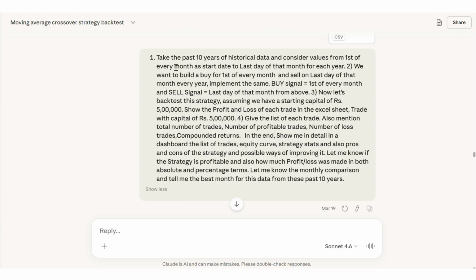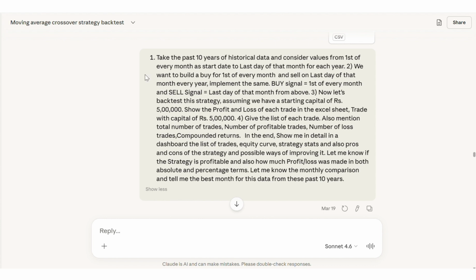As we have already given in that prompt, in the last fourth point, give the list of each trade, also mention the number of trades, profitable trades, and so on. And in the end, show me in detail a dashboard, the list of trades, equity curve, strategy stats, pros and cons of this strategy, and possible ways of improving it. Let me know also if that strategy is profitable and how much profit or loss was made in both absolute and percentage returns. In the initial prompt only, when we uploaded that Excel sheet, we gave that also: give me the dashboard comprising all these details.